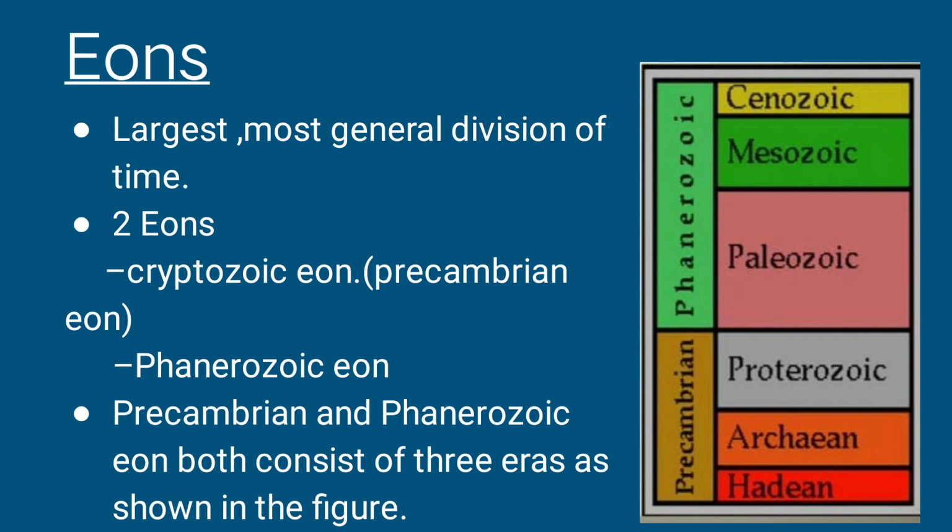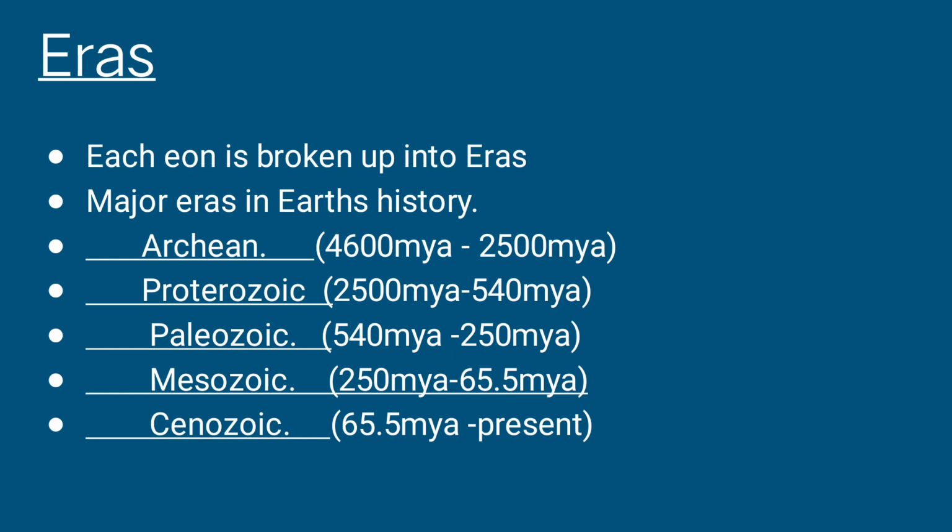Two eons: Cryptozoic eon and Phanerozoic eon. Precambrian and Phanerozoic eon both consist of three eras as shown in the figure. Each eon is broken up into eras. Major eras in Earth history are Archean, Proterozoic, Paleozoic, Mesozoic, and Cenozoic.